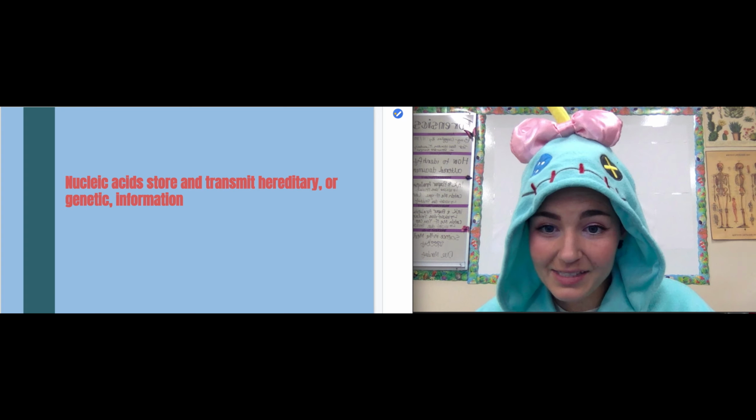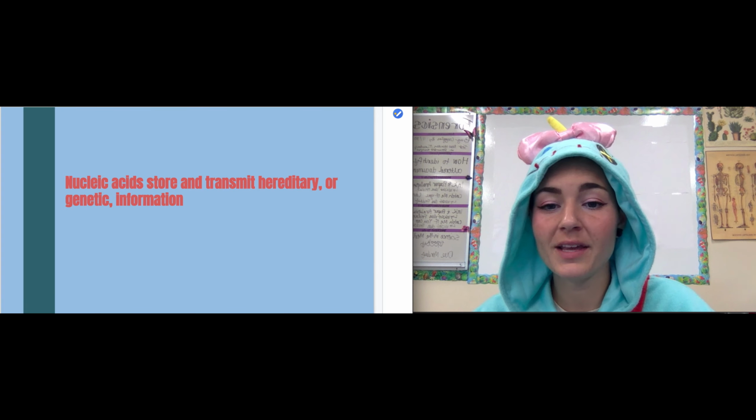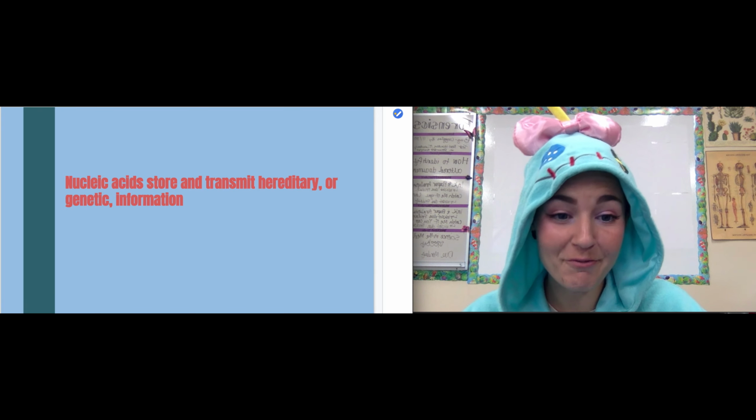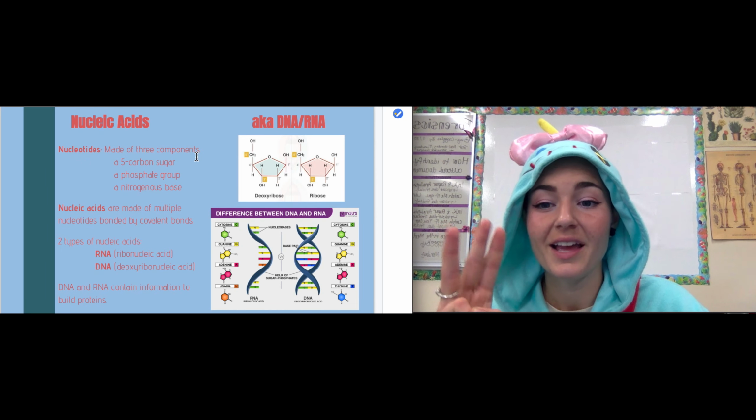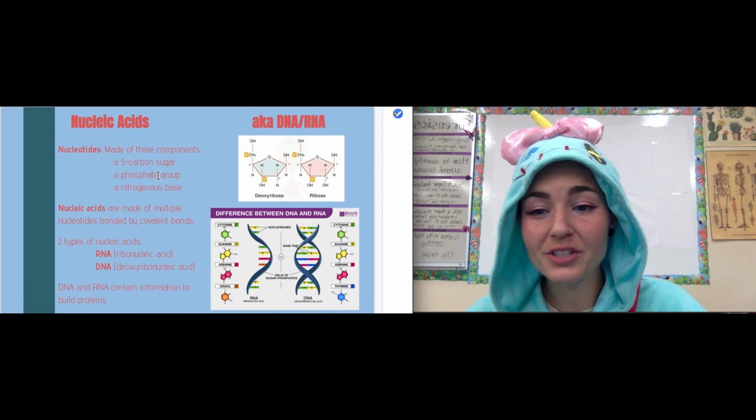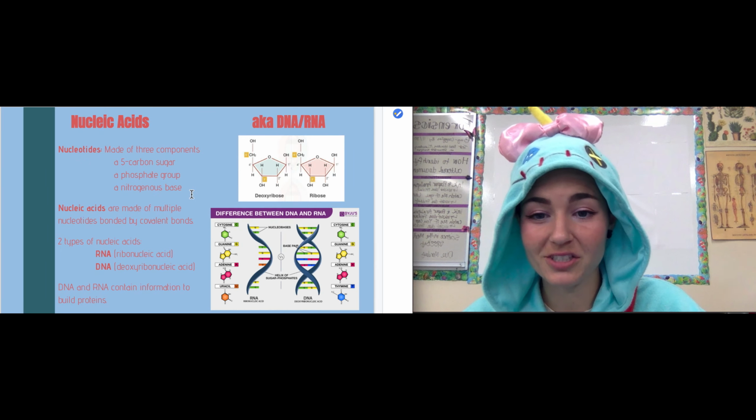Now, nucleic acids store and transmit hereditary or genetic information. Essentially, DNA, RNA, the coding, the instructions for our cells are stored in nucleic acids. So nucleic acids are made of what's known as a nucleotide. A nucleotide is made of three components. It's a carbon sugar, a phosphate group, and a nitrogenous base. And that's what it looks like here.